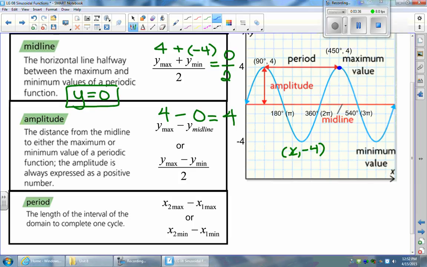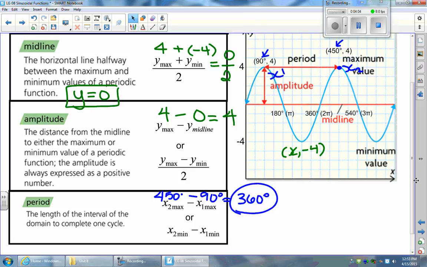So we're going to take our x2 value, which is 450 degrees, and we're going to subtract our x1 value, which is 90 degrees. And this would give us our period, which in this case, 450 minus 90, is 360 degrees. So what that means is that this graph is going to repeat every 360 degrees. You're going to see the same wave repeating itself every 360 degrees.